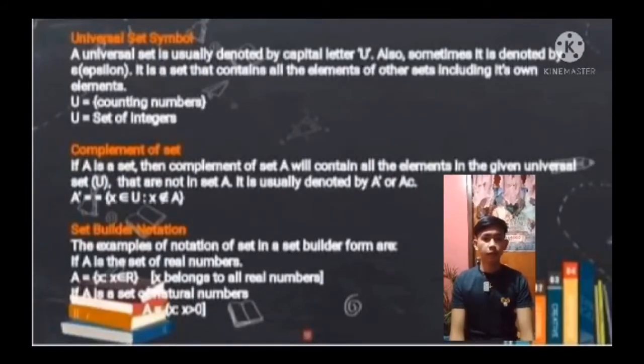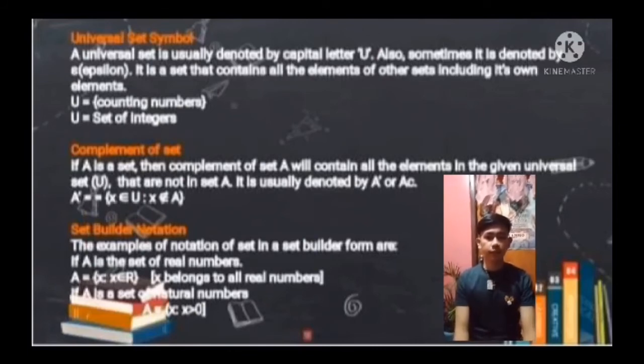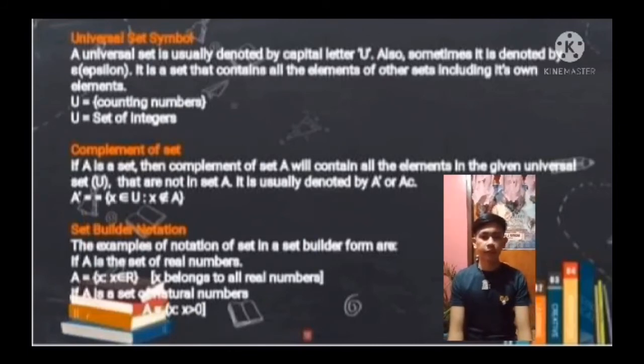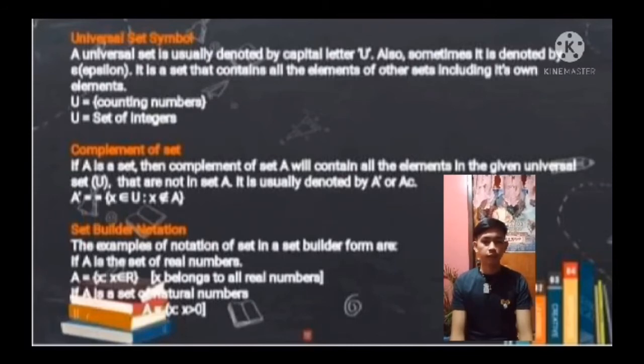Universal set symbol. A universal set is usually denoted by capital letter U. Also sometimes it is denoted by epsilon. It is a set that contains all the elements of other sets including its own elements. U equals counting numbers. U equals set of integers.